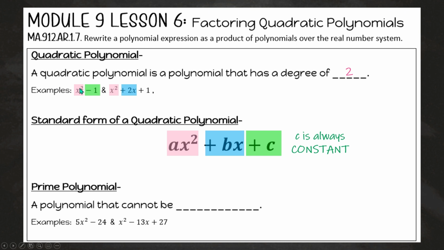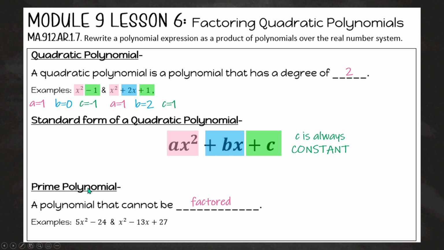So if we're looking here at these previous examples, our a here would be equal to 1. Our b is equal to 0 because we don't have a term that has just an x by itself. And our c is equal to negative 1 because that's our constant. If we're looking at this quadratic polynomial here, our a here is still 1, our b is equal to 2, and our c is equal to 1.